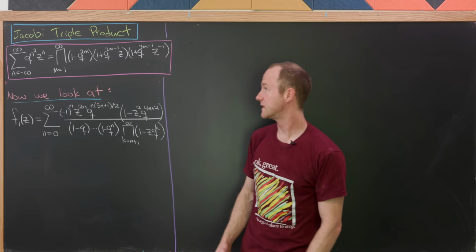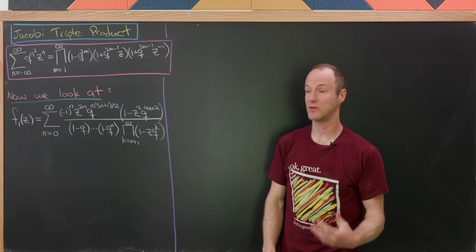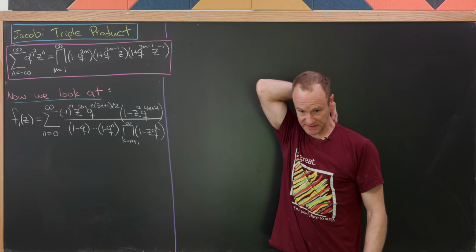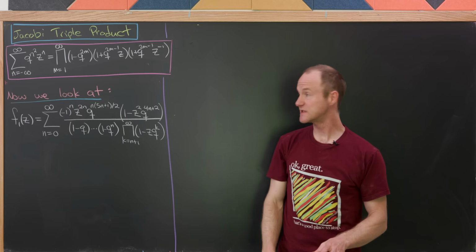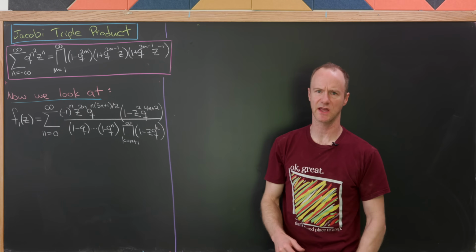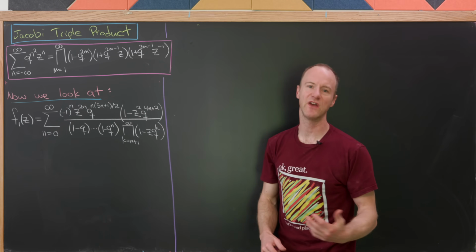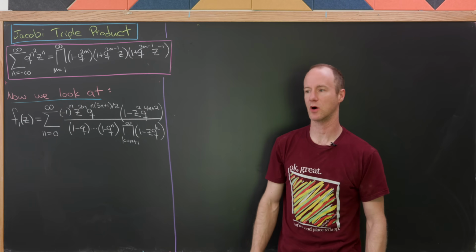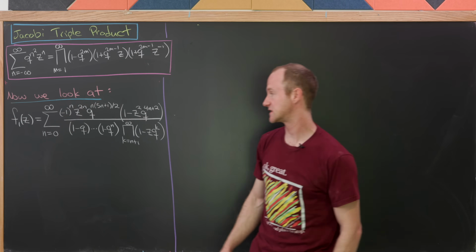Now that we've proven the Jacobi triple product, we're ready to apply it. And we're going to apply it to this function that comes out of nowhere. But this function and its relatives, which we'll look at in just a bit, will be very important for the most technical part of our proof. Okay, so let's look at this function.